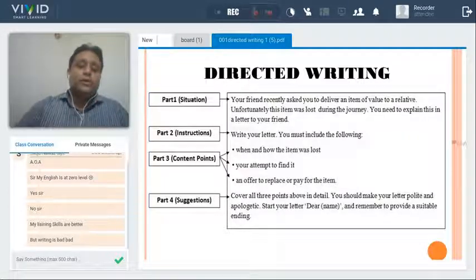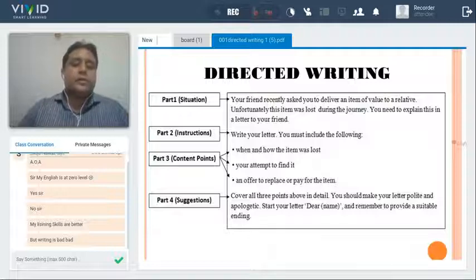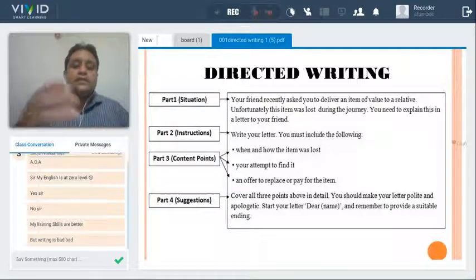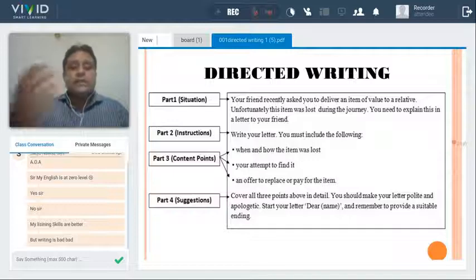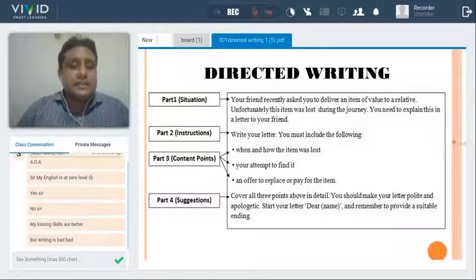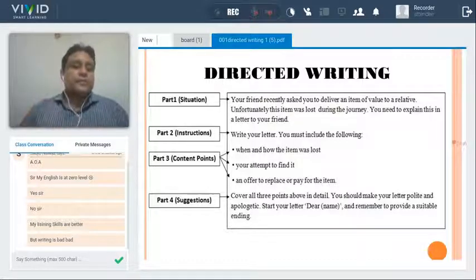So it's important to understand the question. The first part of the question, that is of 2.5 lines, states, for example, if we take this question, your friend recently asked you to deliver an item of value to a relative. Unfortunately, this item was lost during the journey. You need to explain this in a letter to your friend. So these three sentences actually state the situation.